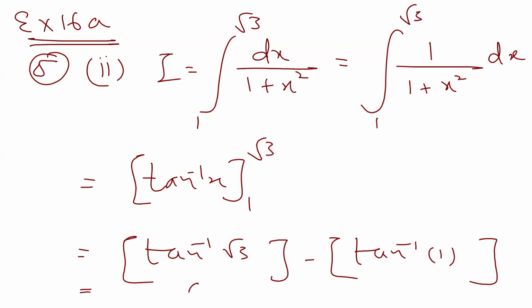Tan inverse root 3 is 60 degrees and tan inverse 1 is 45 degrees. So this is equal to 15 degrees. Okay. Convert it into radians. So 15 into pi by 180. Okay. So pi by 12.